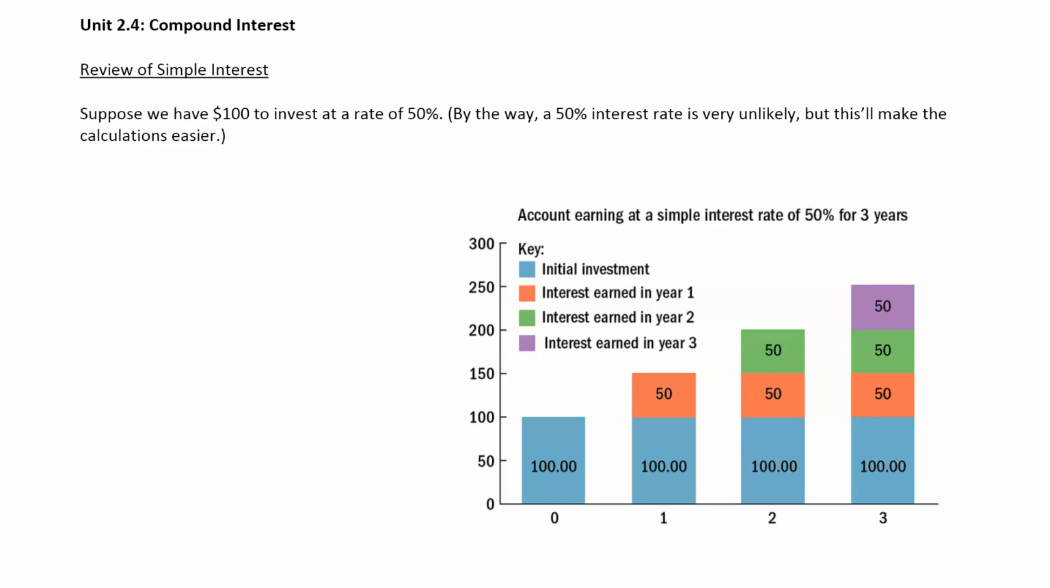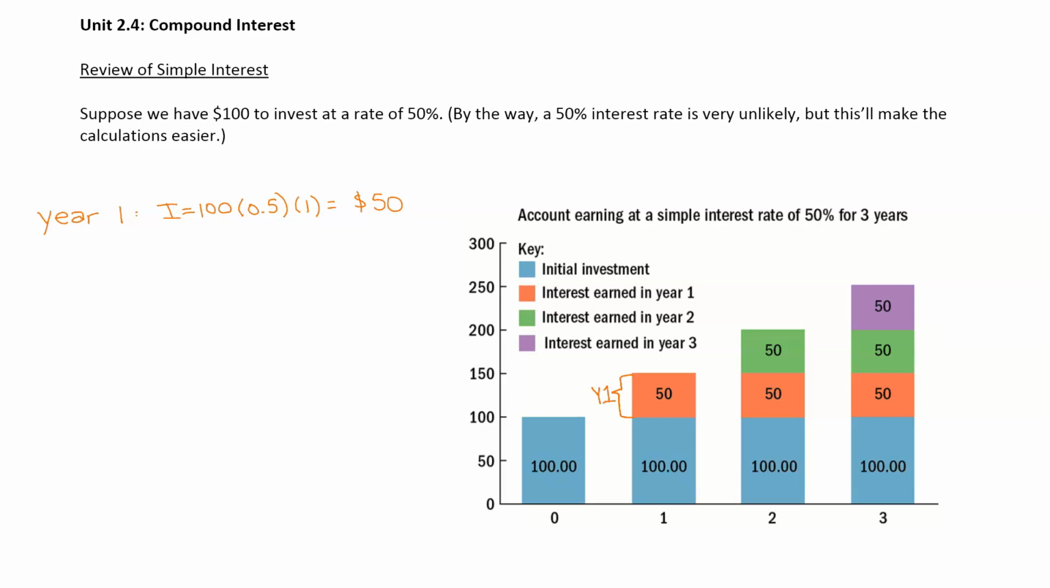One whole year passes and the bank pays you interest. So using the I equals PRT formula, we get I equals 100, which is the principal, times the rate, which is 0.5 because we need to write it as a decimal, times time, which is 1 because it's only been 1 year. And this equals $50 in interest. So for year 1, the account will have the original $100 that we started with plus $50 in interest.